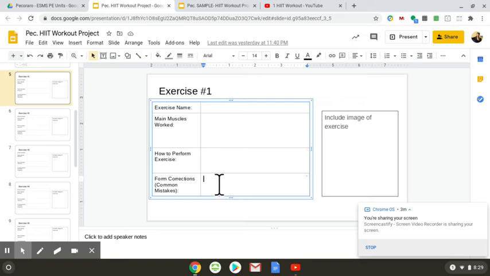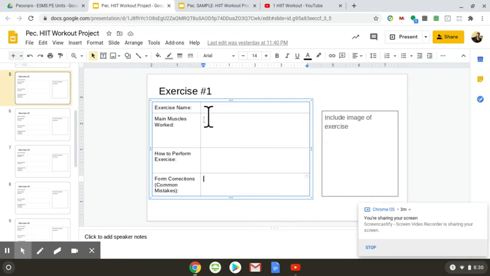This means common mistakes. Let's say your slide was push-ups. Some very common mistakes with push-ups is that people tend to lower their hips or put their hips way too high up in the air, or maybe they just don't bend their arms all the way. Those are all common mistakes. If you need help with this part, Google is your friend as well. Google some form corrections or common mistakes with each exercise that you've chosen.